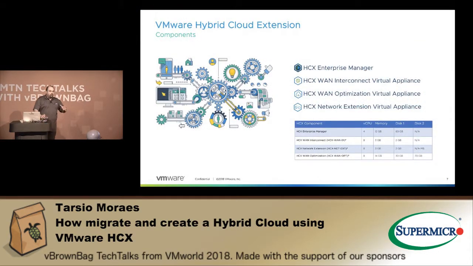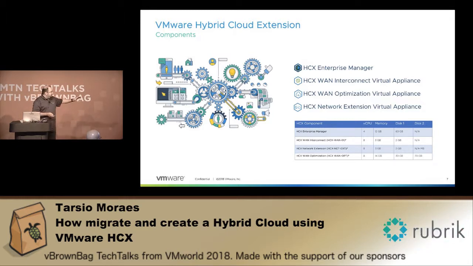So basically, what do you need to get this in my environment? Basically, you're going to deploy 4 VMs for your on-prem, and 4 VMs for your cloud, or to another on-prem, using now the Enterprise Plus version of NSX.